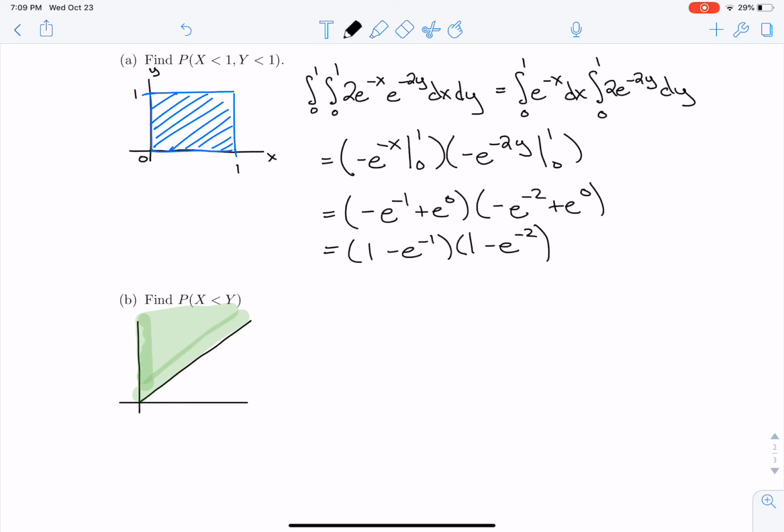So now I need to describe this region as a double integral. We'll let x vary from 0 to infinity. And that means y starts at the line y equals x and goes to infinity. Here again, we're going to integrate the function 2e to the minus x e to the minus 2y. And now we're going to integrate dy dx.